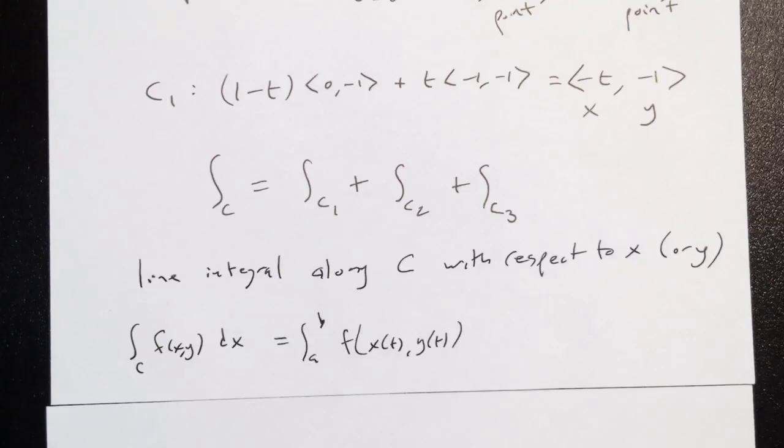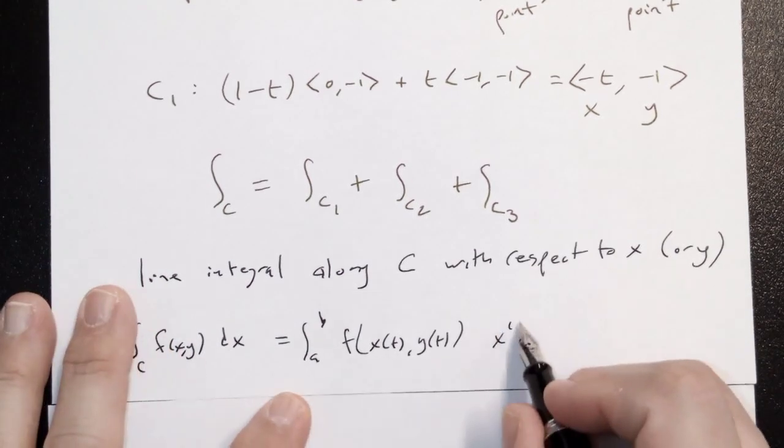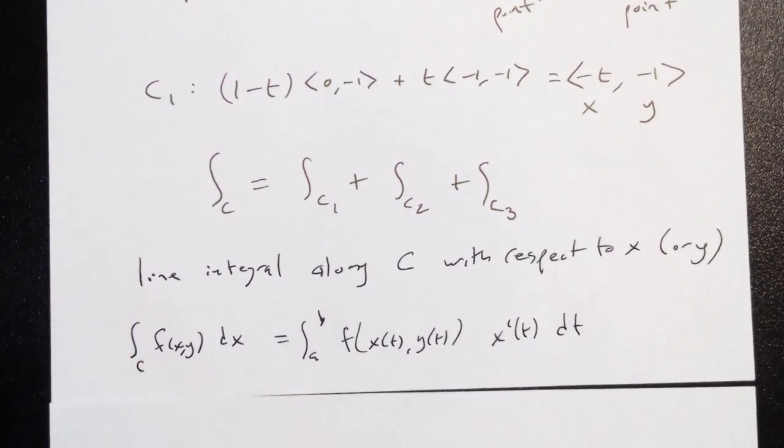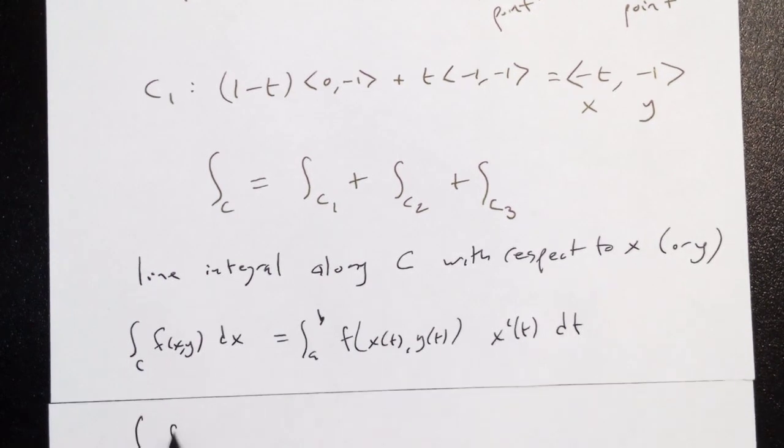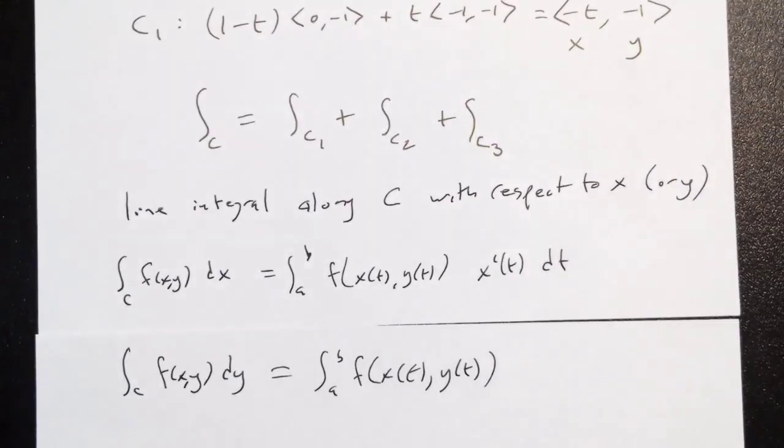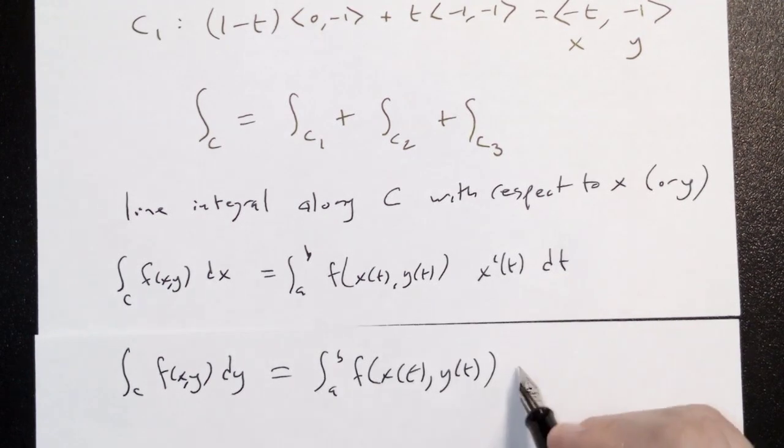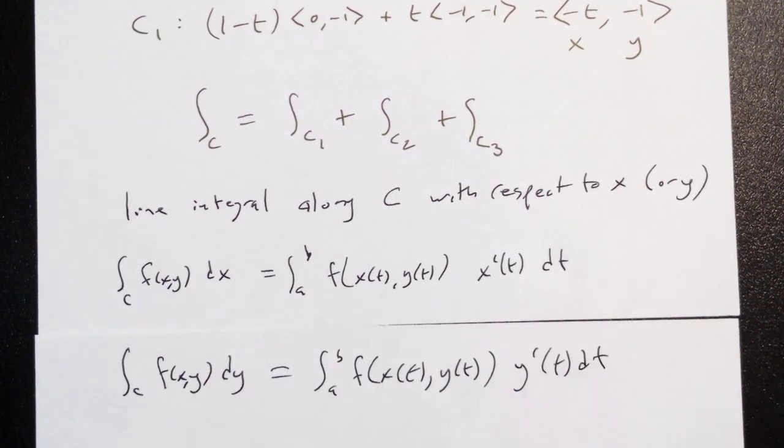And I'd square it and take the square root. That doesn't change anything. It's still x prime. So I'm going to get x prime of t dt. Not the square root anymore. That's only the ds part. And if I do the integral of f of xy dy, the only thing that changes here is what? Y prime of t dt. Give the lady a cigar, she wins.